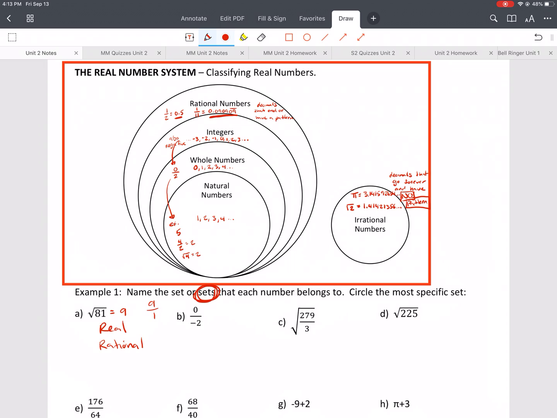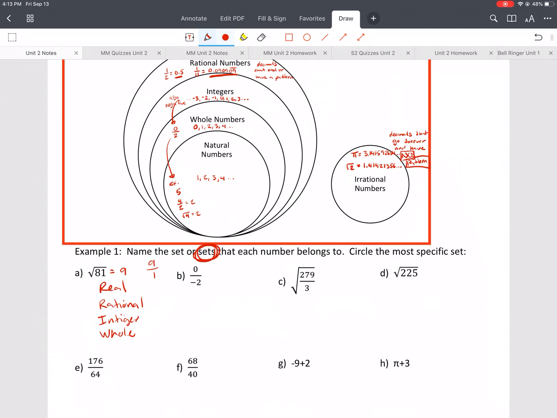All right, next we have integers. Is it a whole number, does it not have a decimal? It doesn't have a decimal, so then it's going to be an integer. It's a whole number that could be positive or negative. We know that it's a whole number because it's positive and doesn't have a decimal. And then we have natural numbers. Since it's not 0, we know that it's natural, so we would circle natural.